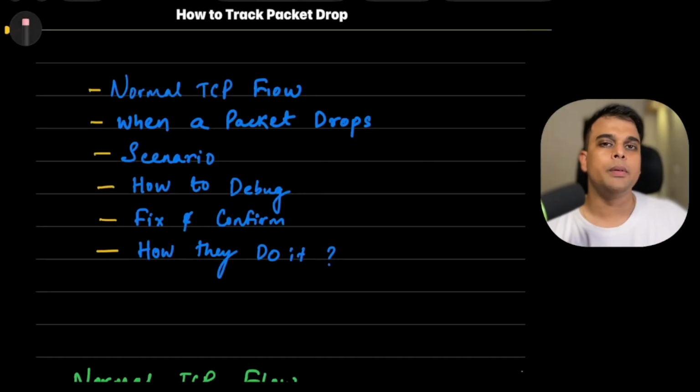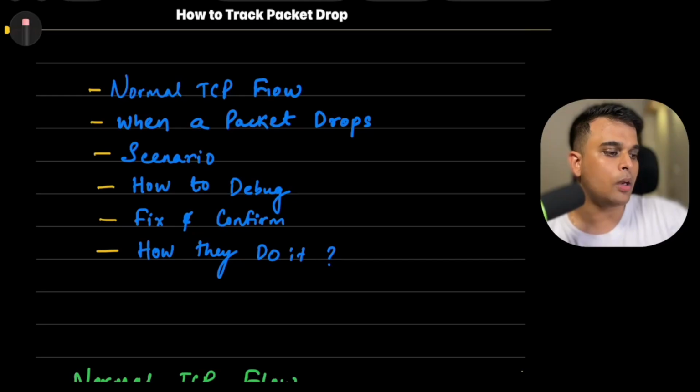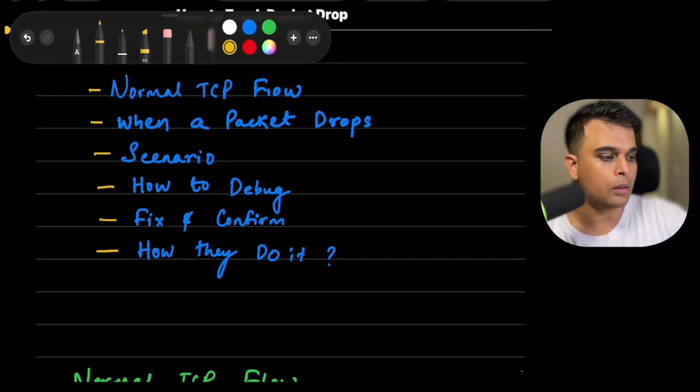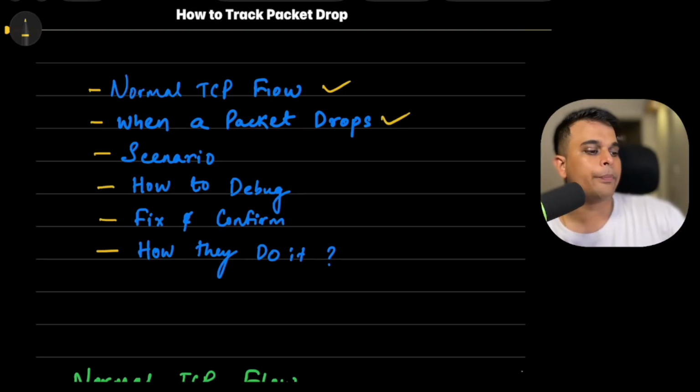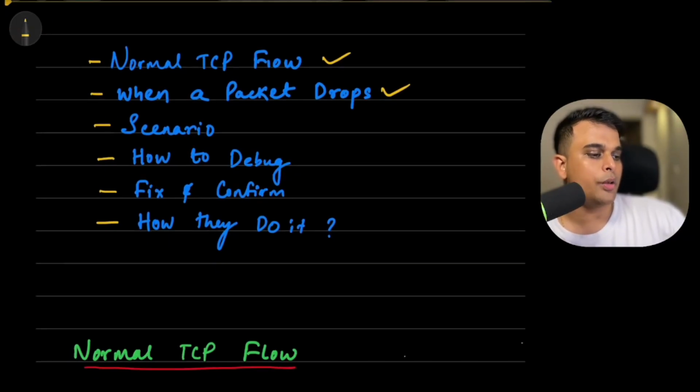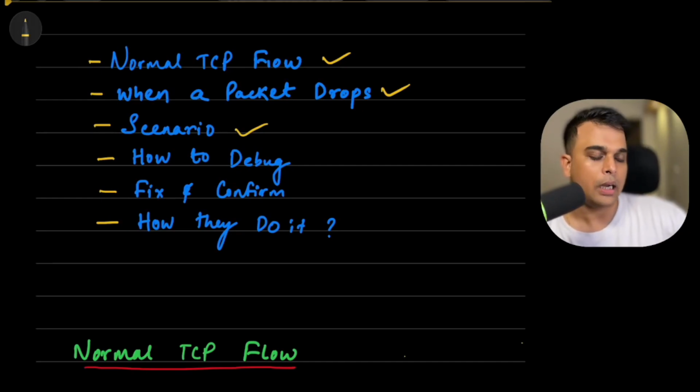In this video, we will try to segregate into multiple steps. At the first step, we will try to understand how a normal TCP flow works in production or in a normal communication. Then we will understand what happens when a packet actually gets dropped. At the third stage, we will see the scenario or use case which we have built to create an artificial drop in packet. We will try to understand how exactly it has been designed. Then we will create a scenario where we will inject an artificial delay or drop in packet and we will try to debug it.